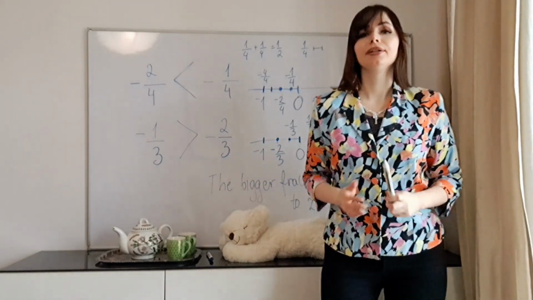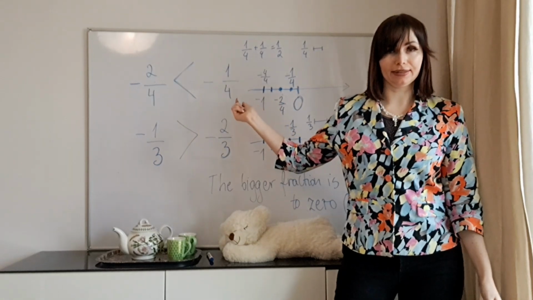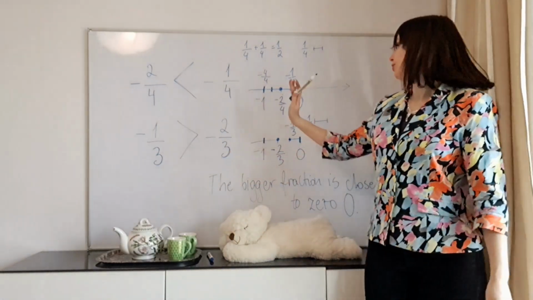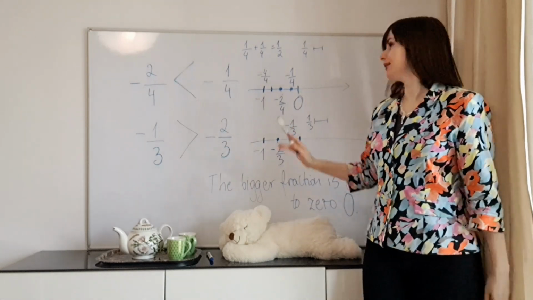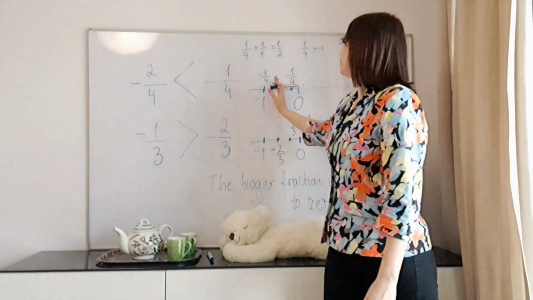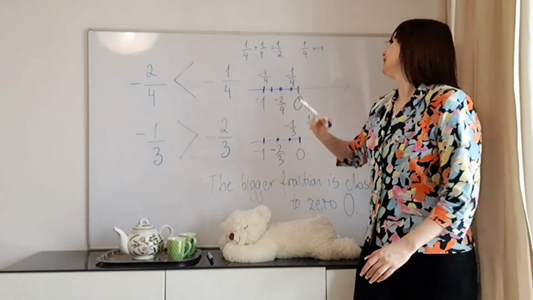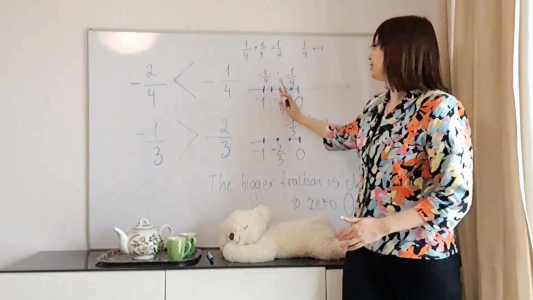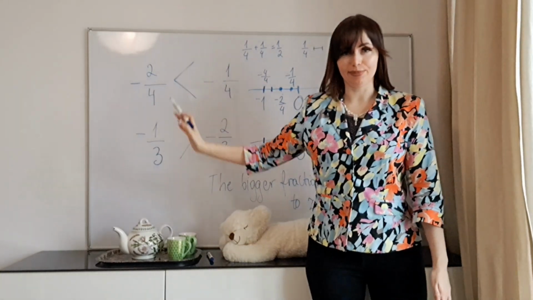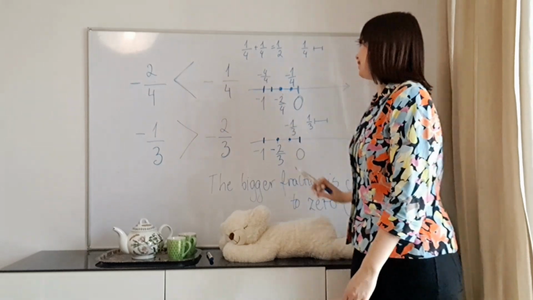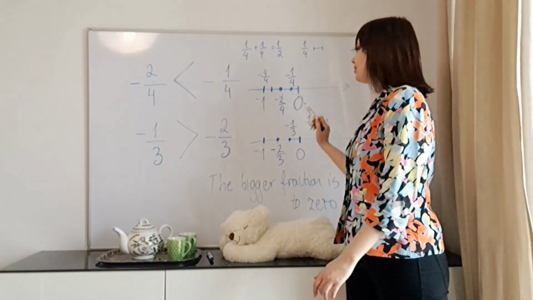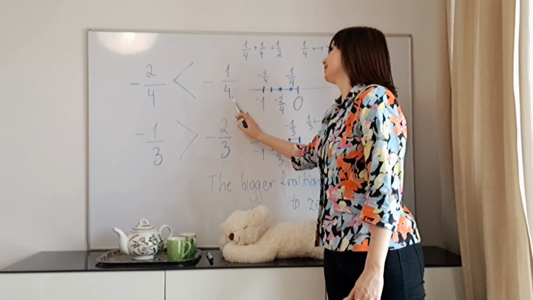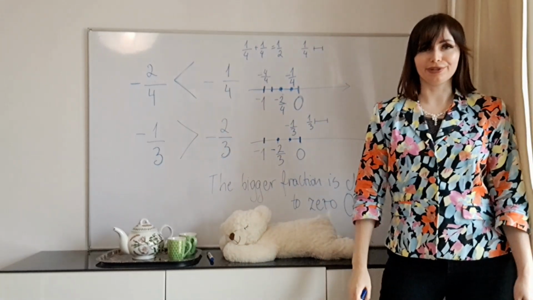In order to compare negative fractions on a number line, the rule is the bigger fraction is closer to 0. So if we look at the negative side of a number line, which is on this side, this is the positive side, every number closer to 0 is going to be bigger. The further we go to the side, the smaller the number. So if we put these fractions on a number line, -1/4 is closer to 0 than -2/4. So -1/4 is going to be bigger than -2/4.